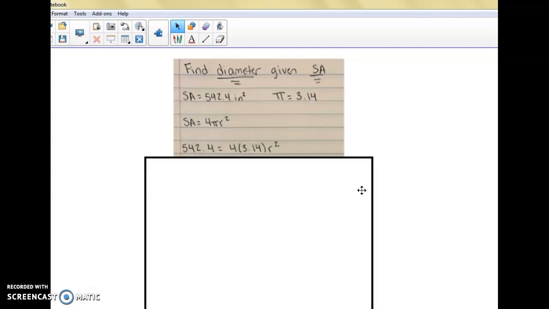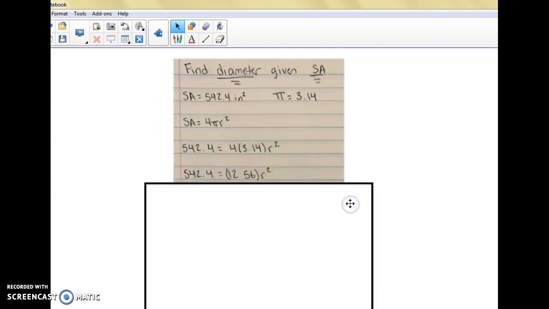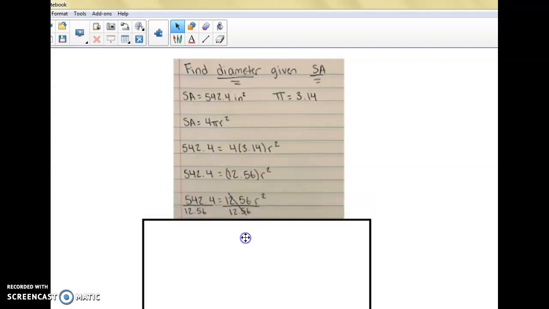To solve for r, we first need to simplify the right side of the equation. To do that, we're going to multiply 4 times 3.14, and that's going to give us 12.56. Okay, if we're solving for r, the goal is to get r by itself. So in order to do that, since this is being multiplied, we're going to divide by 12.56 to get rid of it. In any equation, whatever you do to one side of the equal sign, you have to do to the other side of the equal sign because we want to keep it like a balance. So both sides we're going to divide by 12.56.